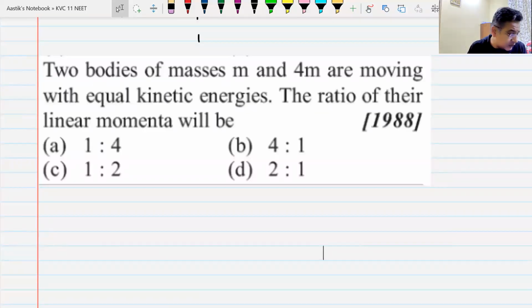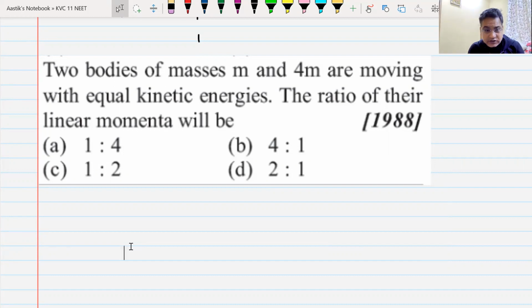There are one or two more questions that we'll do. I expect that you will get one of these questions in your examination hall. Two bodies of masses m and 4m are moving with equal kinetic energy. What is the ratio of their linear momentum? So here the ratio of masses is given, kinetic energy is equal, and you have to find the ratio of their momentum. Only three things are involved: kinetic energy, momentum, and mass.